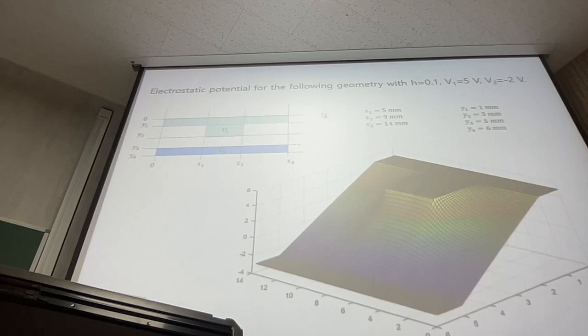And this is a potential solved by the finite difference method between the two metal plates. This is the potential, and if we take the minus gradient of this potential, then we can find the electric field between these two plates. So these are typical problems.